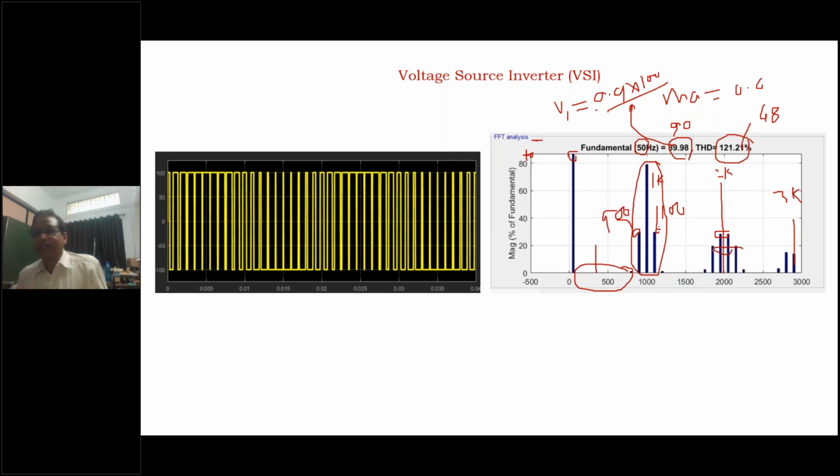Similarly, you will go for the third, 3K. So this is 3K, so 3000 minus 100, you will get 2900, and this is 2800. Similarly, on the higher side, 3100.